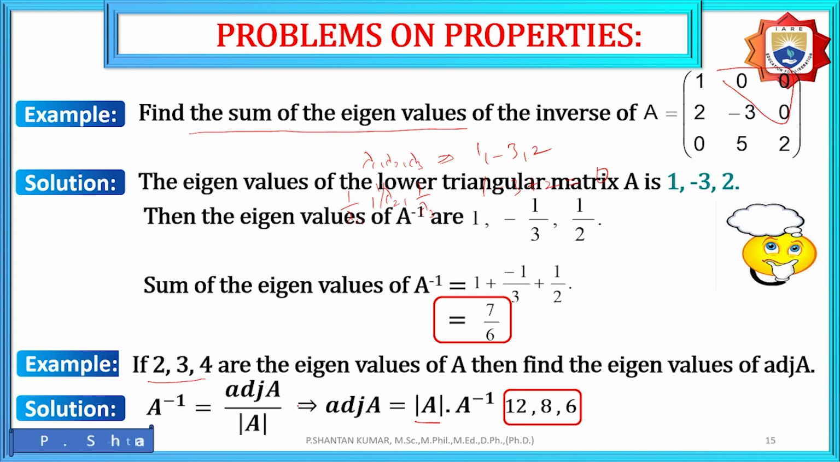That means the product is 2 into 3 into 4, which clearly is 24. The inverse is nothing but 1 by 2, 1 by 3 and 1 by 4.